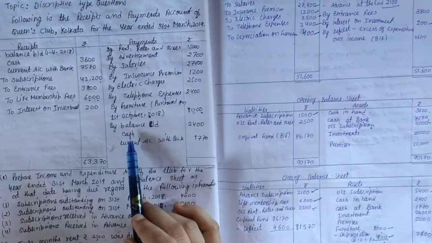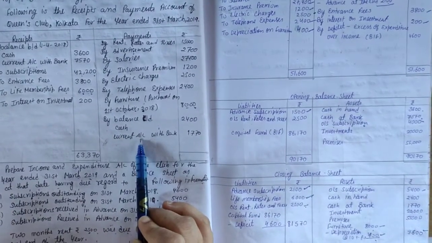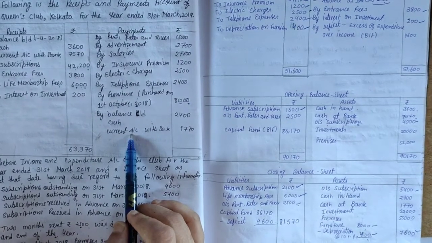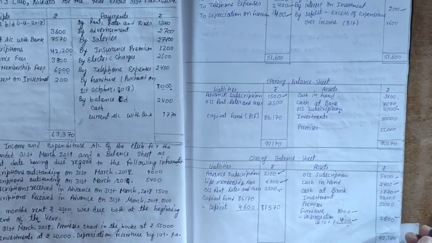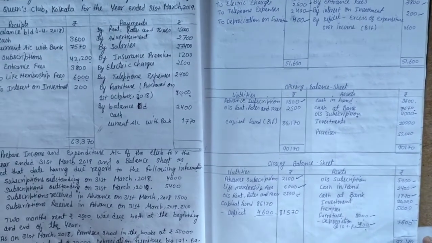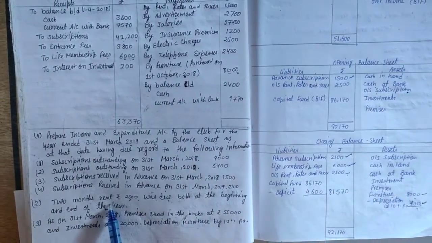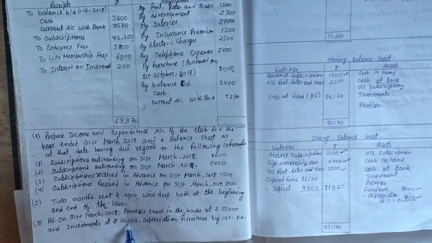Next, balance is given, that is cash balance and bank balance, that is closing balance. So it should be transferred to the closing balance sheet. So here it is cash in hand and cash at bank. Now we will have to check the additional information, that all the points are clear. This point is also included. Last point, premises is given and investment is given.